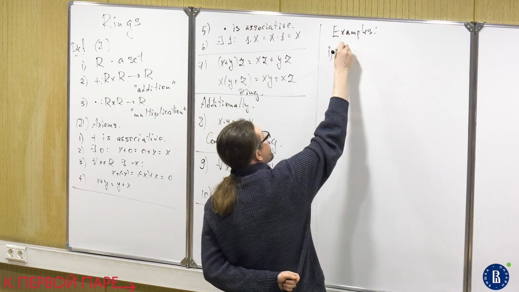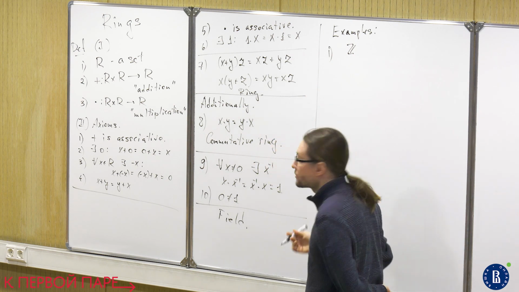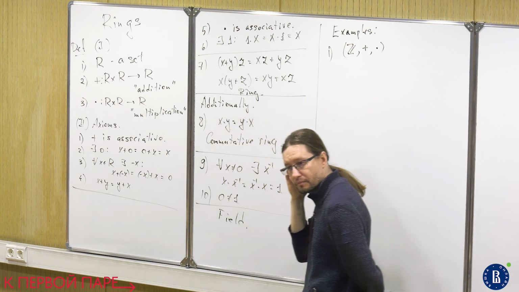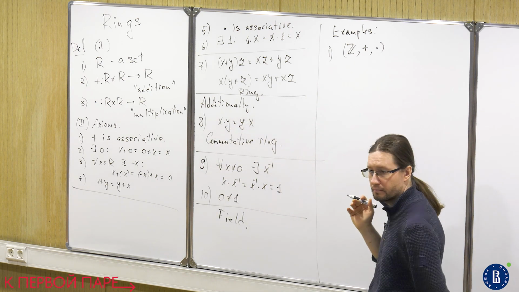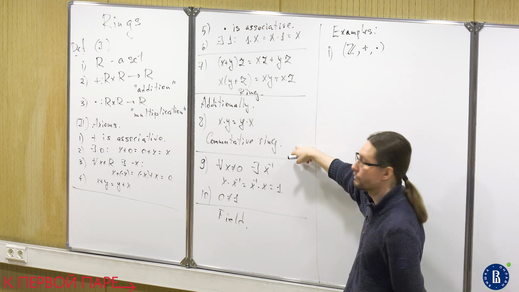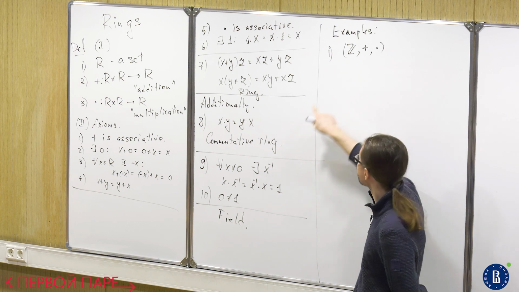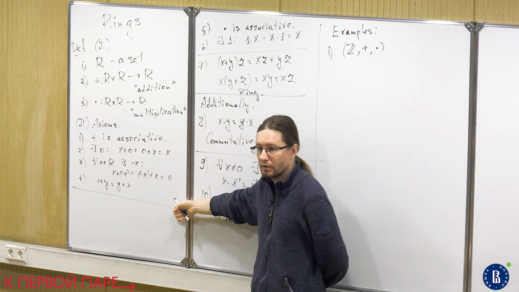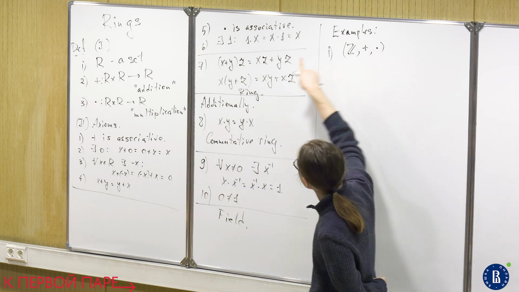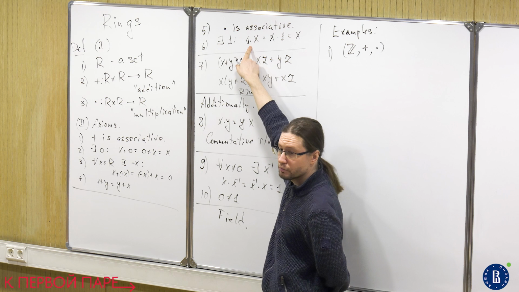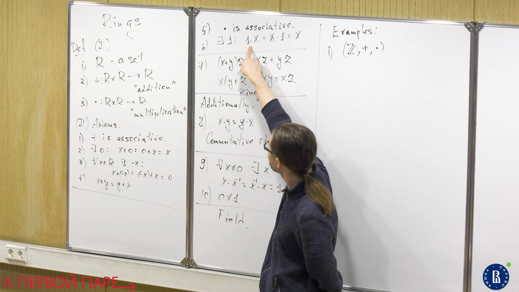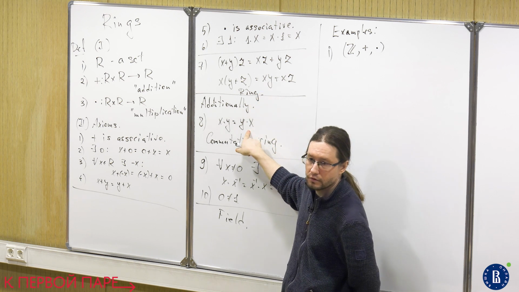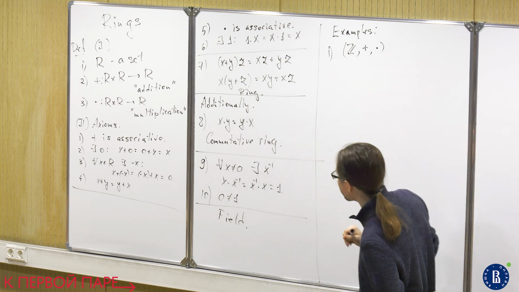Example number 1. Let's take the set of integers with addition and multiplication. This is a ring. Moreover, this is a commutative ring, because we already know that integers with addition form an abelian group. Moreover, we know that multiplication is associative and there is a neutral element, which is exactly 1. And the distributivity law also holds, and the commutativity law holds. So this is a commutative ring.